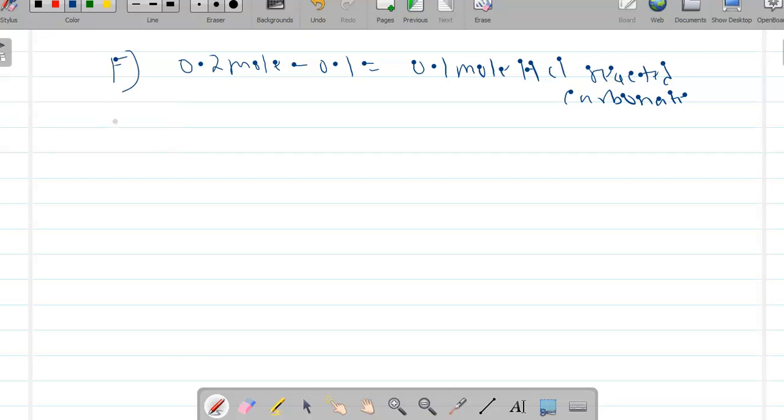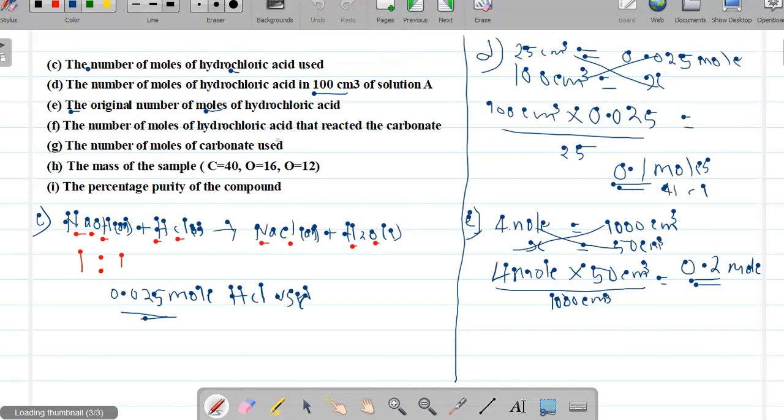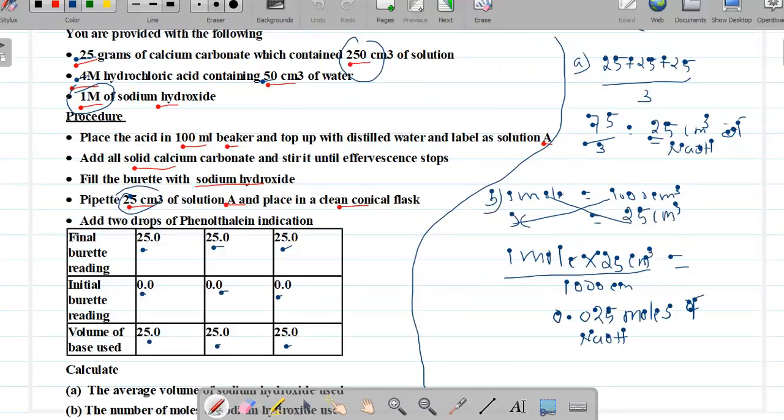After F we have G. So original moles you have 0.2, then you subtract the number of moles of the excess. Then from the excess, what remains is the number of moles of HCl that reacted with the carbonate. So F is asking the number of moles of hydrochloric acid that reacted with the carbonate. Yes, we have gotten it. G is asking the number of moles of the carbonate used.